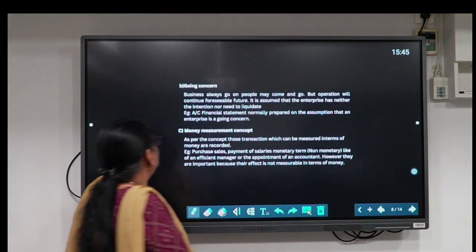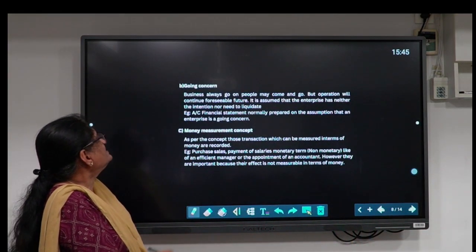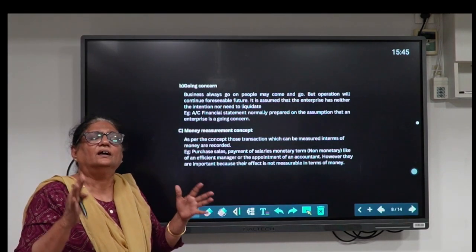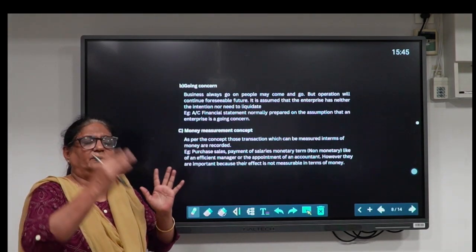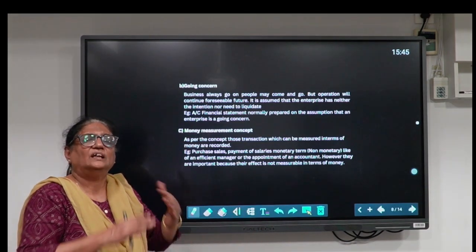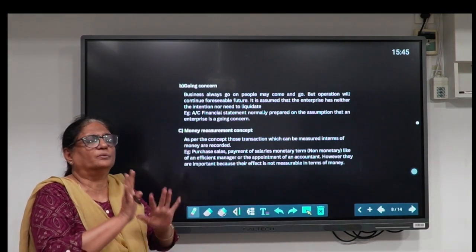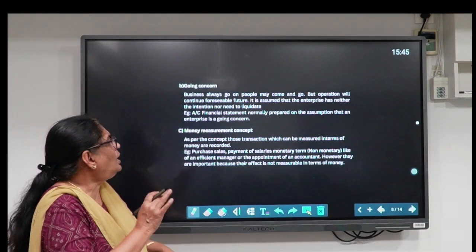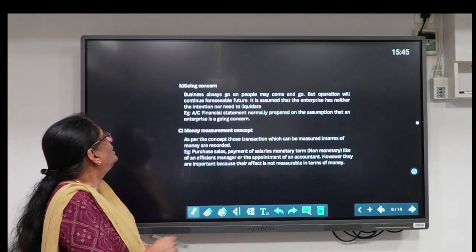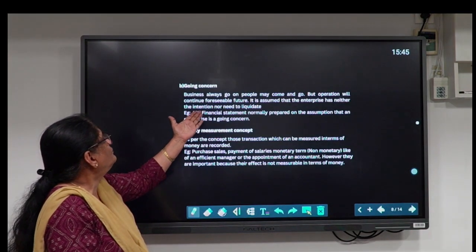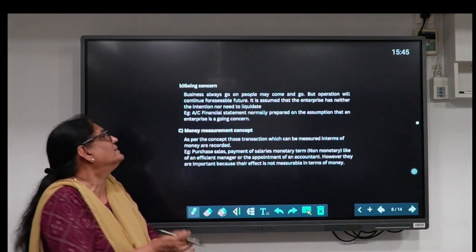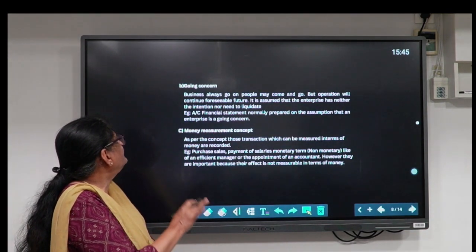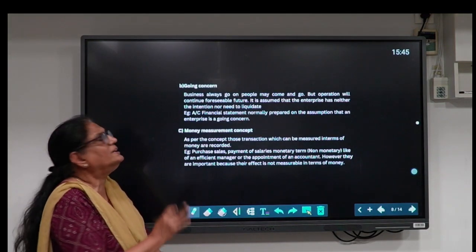Now the going concern concept, let's see what this is. Business always goes on. Business always keeps going and continues. People may come, people may go, but there is no stoppage for your concern. The operation of the business continues in the foreseeable future, so it is assumed that the enterprise has neither the intention nor the need to liquidate.